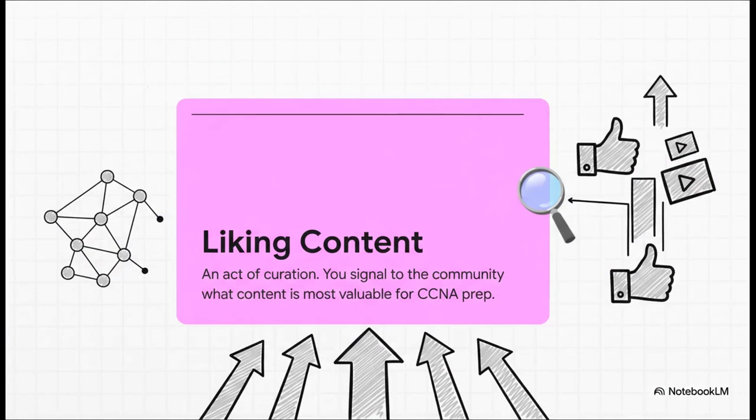First up, liking content. Don't think of this as just applause. Think of it as an act of curation. When you like a video that just perfectly explains subnetting, you're basically casting a vote. You're telling the algorithm and everyone else who's studying, hey, this is the good stuff. This is worth your time. You're helping the best resources float to the top for everyone.